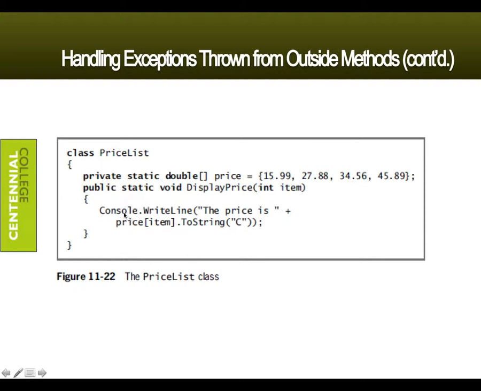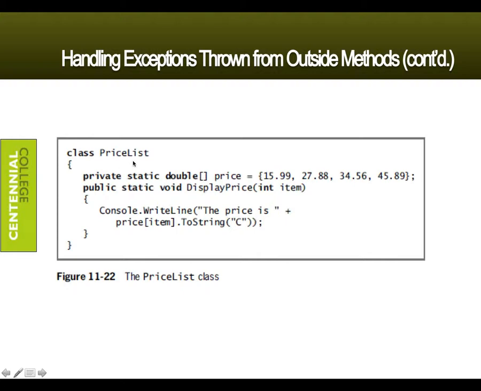And then what I'm going to take is my Console.WriteLine. The price is, I'm going to concatenate a string together plus price, which is this array, and I'm indexing with the item index, whatever the item is, and I'm kicking it out to string and changing it into a currency format. That's what I'm doing here.